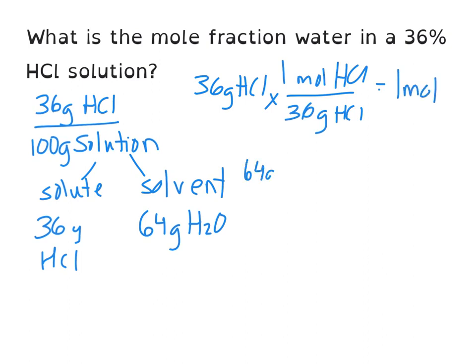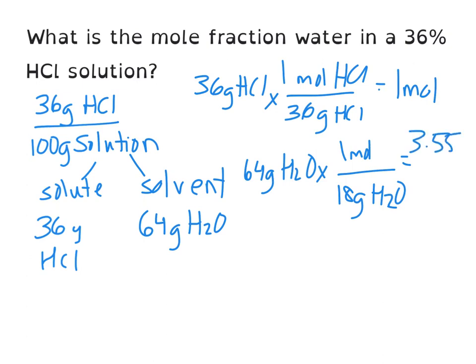I have 64 grams of water. I'm going to divide that by the molar mass of water, which is 18 grams. Okay, again, I had 2 hydrogens. 2 times 1 is 2. I have 1 oxygen. 1 times 16 is 16, and when I add them together, I get 18. And that's per 1 mole, which is going to give me 3.55 moles of water.